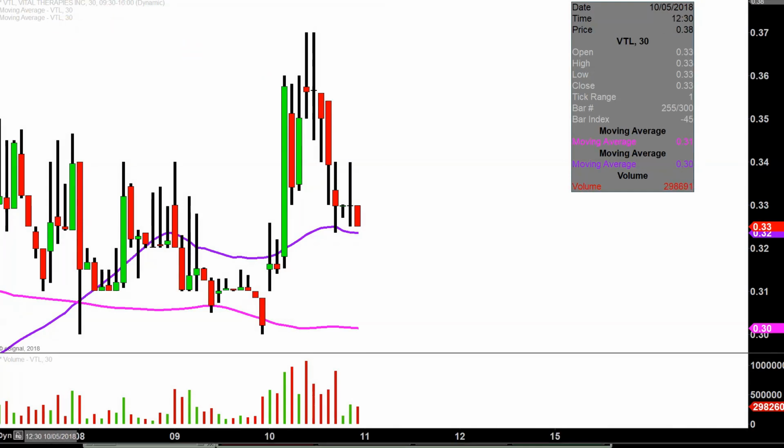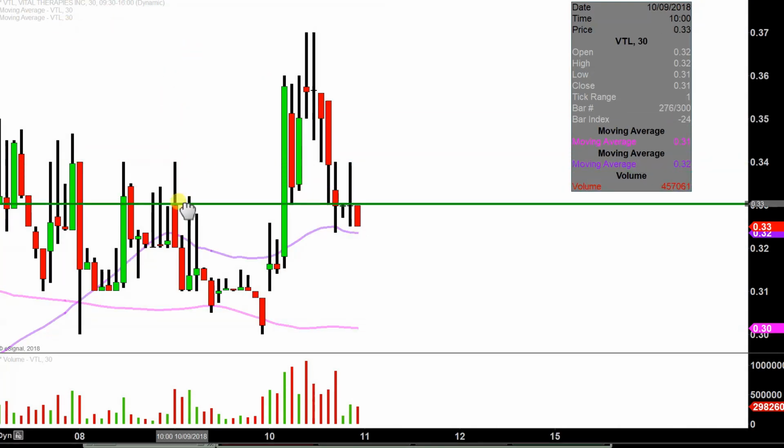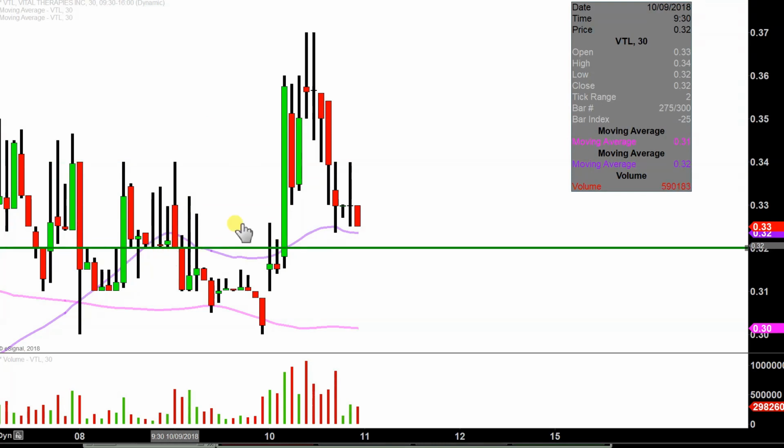But what I want to do here is focus on a single level, and that's going to help us hopefully make this a little bit more black and white and remove some of the gray. And that's here at 32 cents. Why is 32 cents important? Well, let's look at a couple different scenarios.